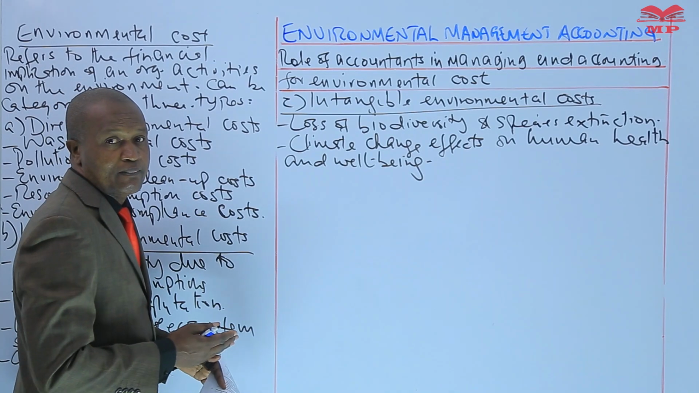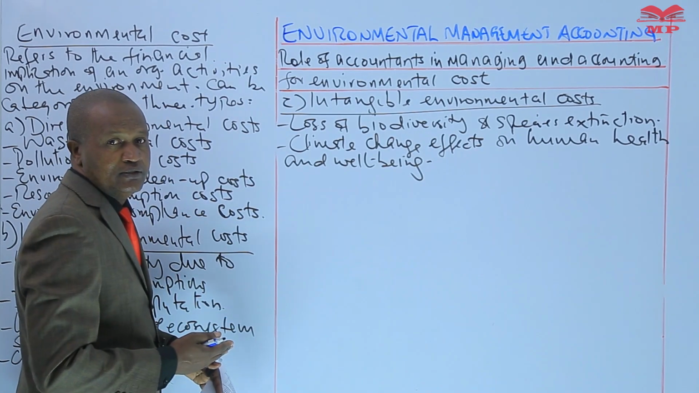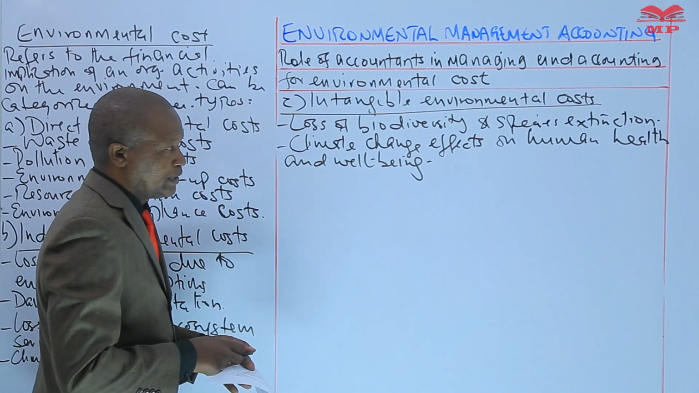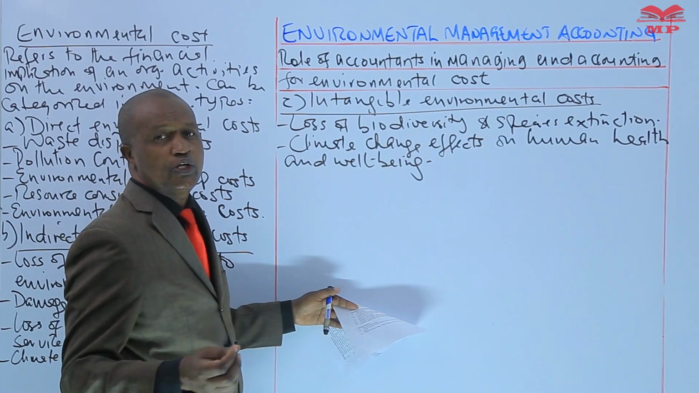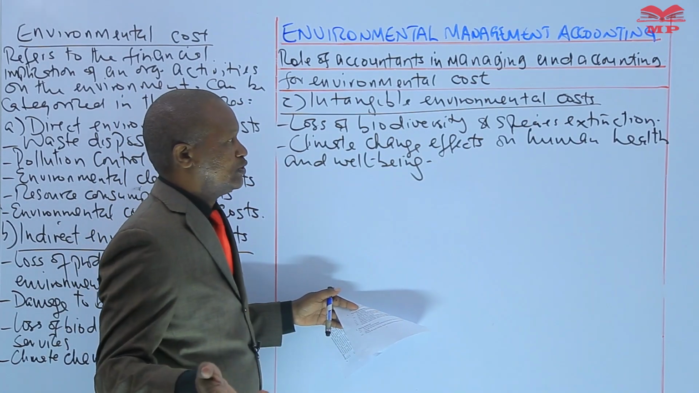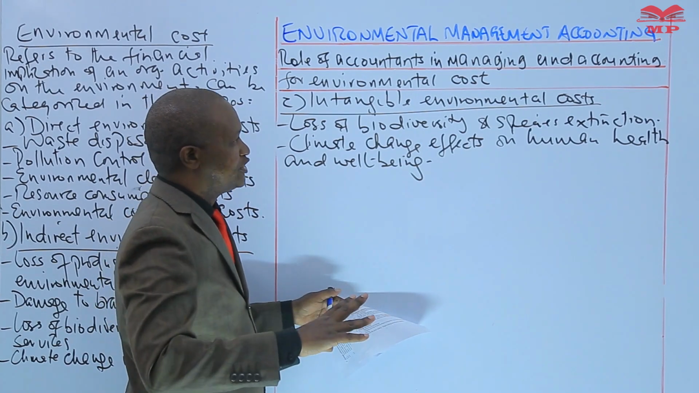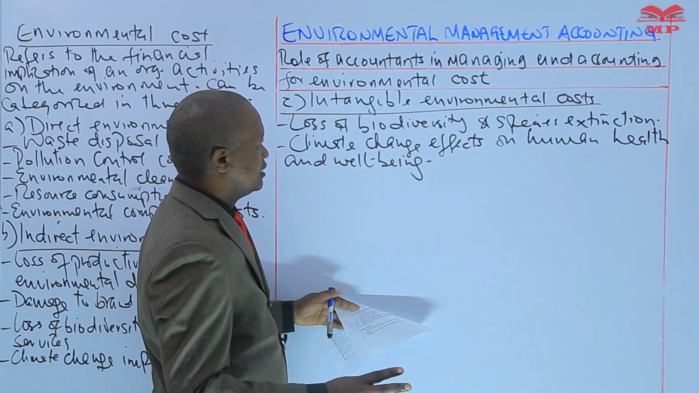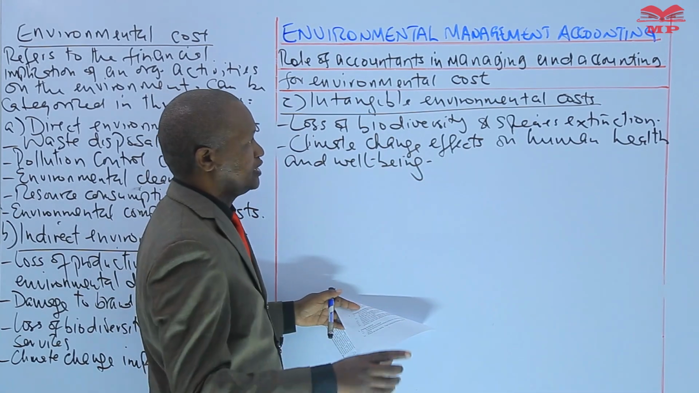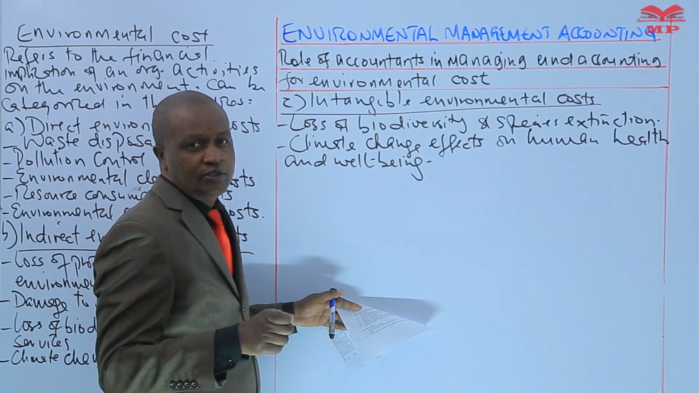Do you understand? We are discussing human health and well-being. The human life, we all know, is pegged on food. Security is pegged on health, and so on. So there are certain activities that can endanger human life, human health and also well-being, and that is classified under the intangible environmental costs.